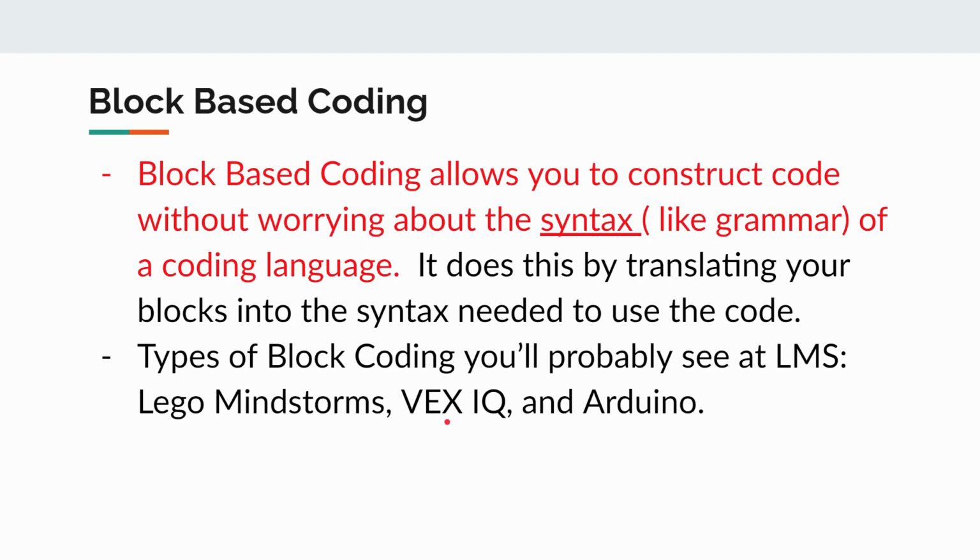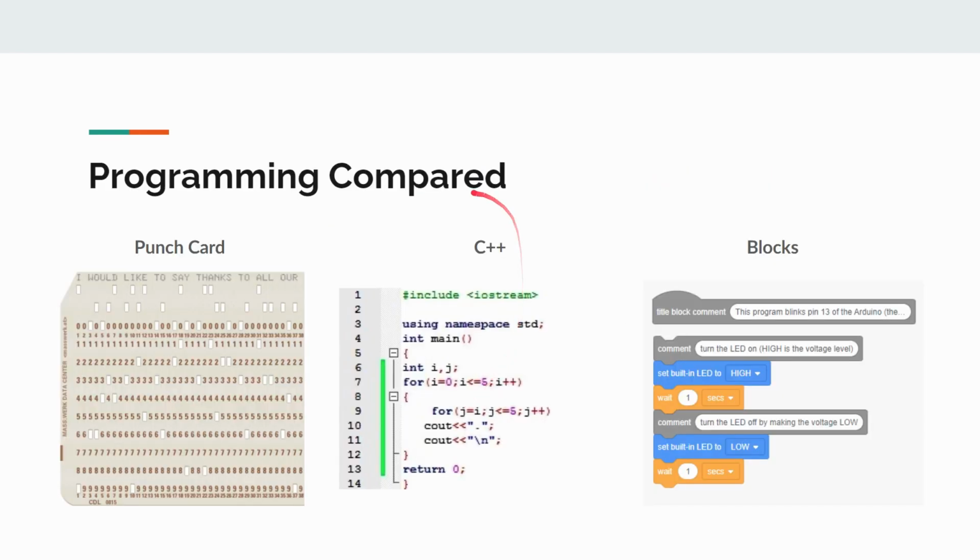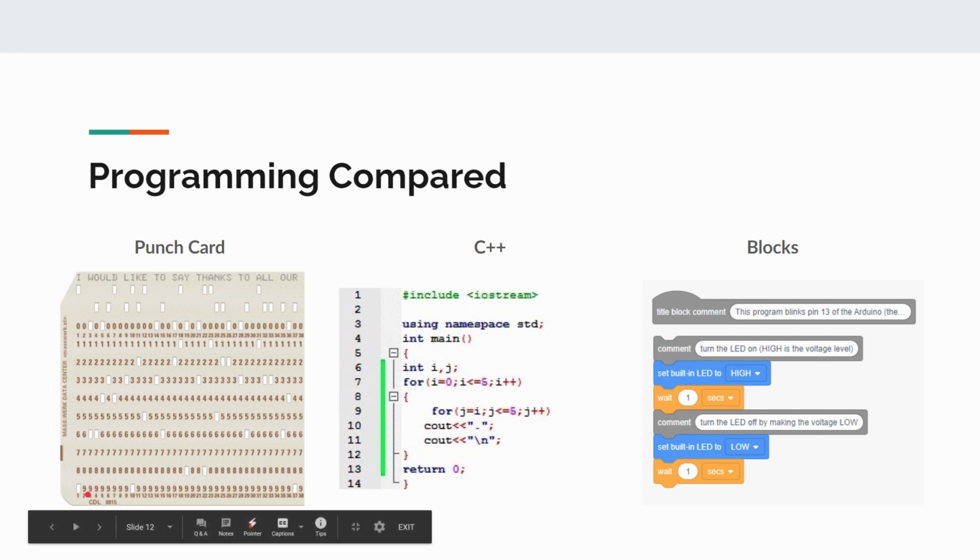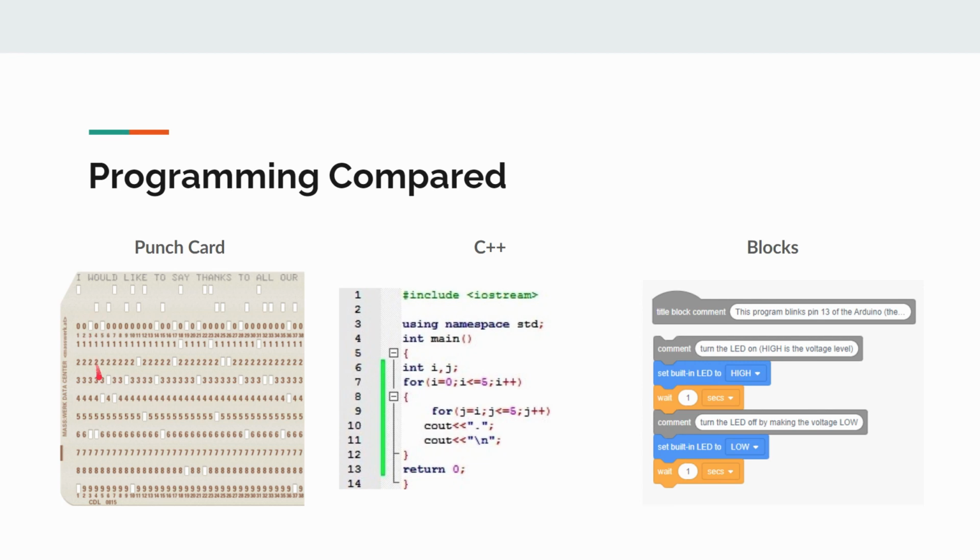So now we're going to go ahead and look at examples of how each program works. Starting on the left, this is a punch card, and here the top is the message that's being shown. It says, I would like to say thanks, and then down here is the actual punches that had to be made in order to send that message to the computer. Every one of these rectangles is a hole that was physically punched out.